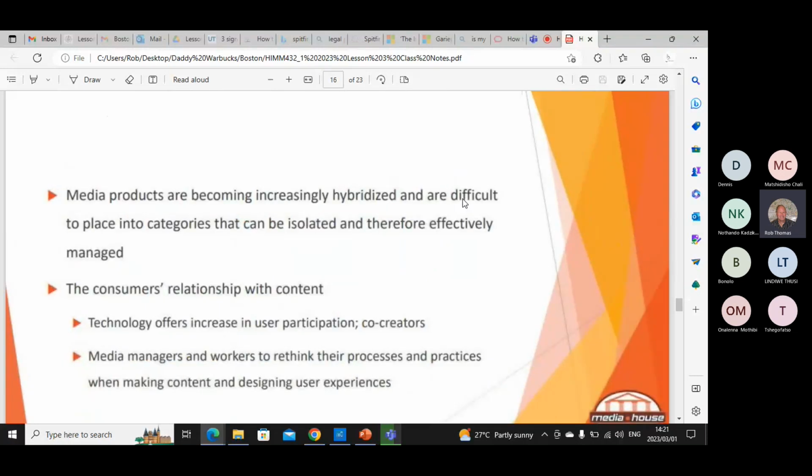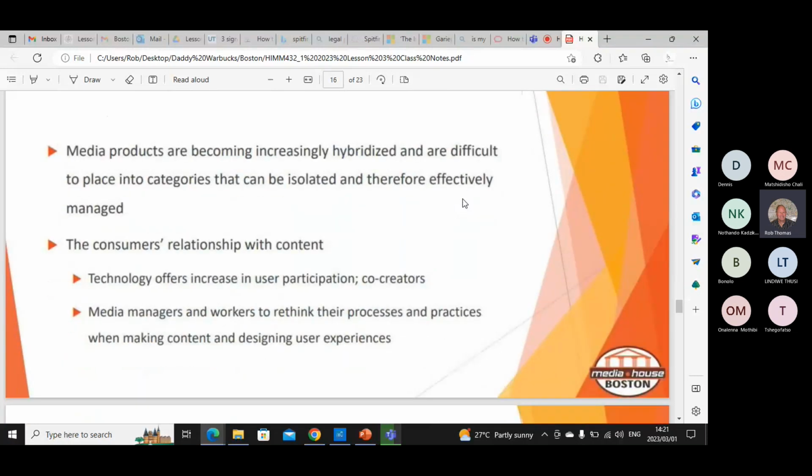Okay, so moving along, media products are becoming increasingly hybridized and are difficult to place into categories that can be isolated and therefore effectively managed. You can't control the narrative anymore. You can't control it because there's so much of it. That's why the ANC is freaking out, just as an example, about Andre de Ruyter, and Eskom is freaking out, because how do they take back and unring that bell where he's accusing them of corruption, the electricity provider?